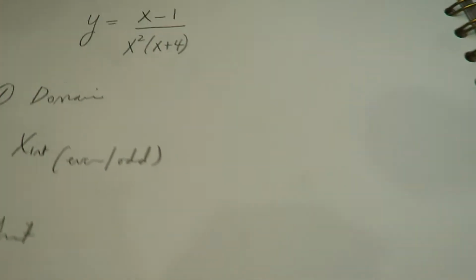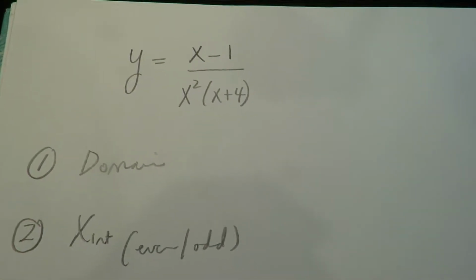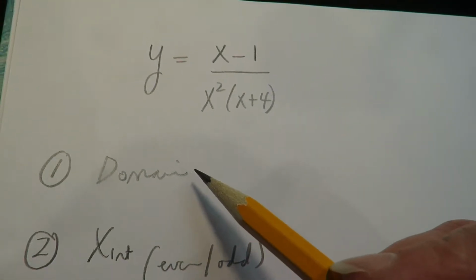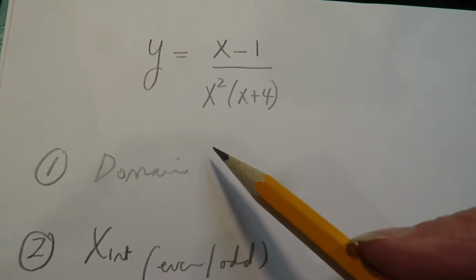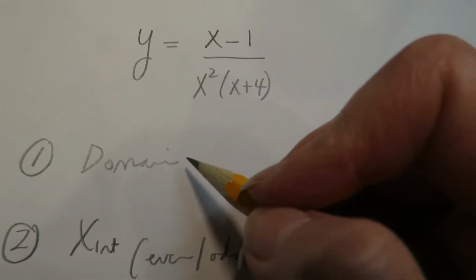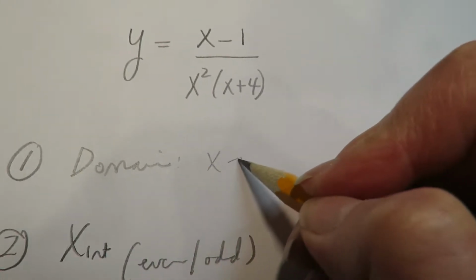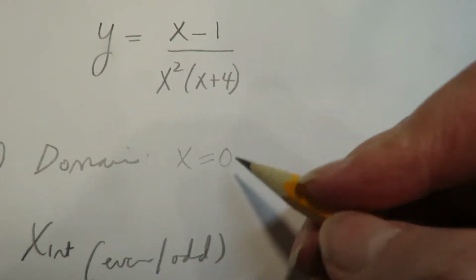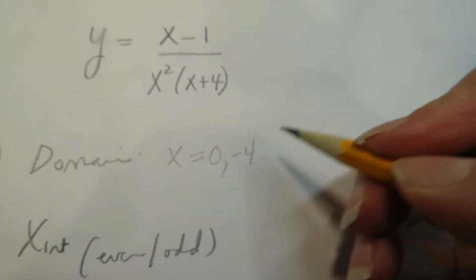All right, gang, we're going to graph this function, and I'm just going to go back over what I had done in the previous videos. So the first thing I would do is find the domain. If you have a fraction, you cannot divide by 0. So here, x cannot be 0, because if it's 0, then this is 0, and it cannot be -4.